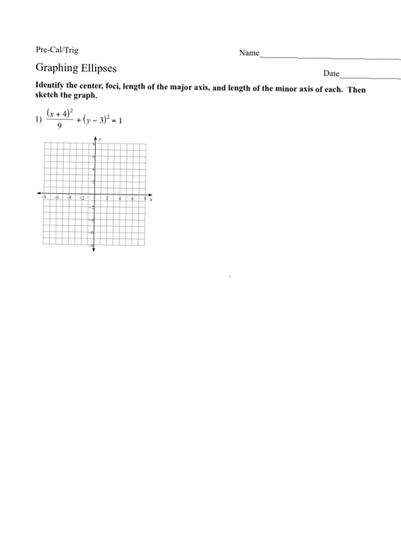But I want it set up like this. I want you to have A, B, C, H, K, and then I want you to put the center, the foci, the length of the major axis. I need to write major there. And the length of the minor axis. And then graph it. So we're going to do all of that together.